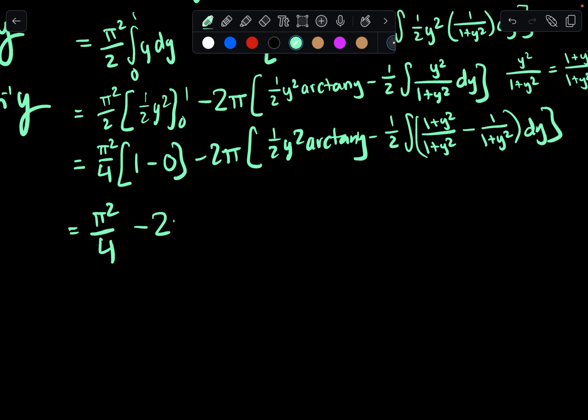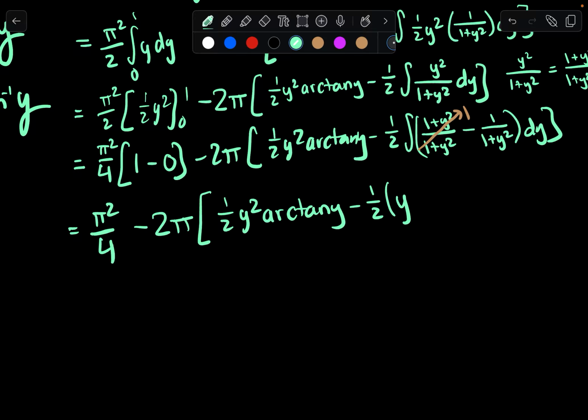All right, so we'll do minus 2 pi, 1/2 y squared arctan y minus, we have the 1/2. We're integrating 1 here with respect to y, so that's just going to be y. Minus, well, you should recognize that. This is going to be arctan of y when we integrate 1 over 1 plus y squared. So I have arctan of y.